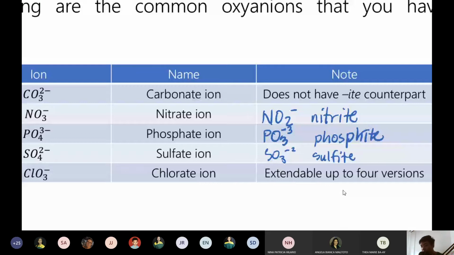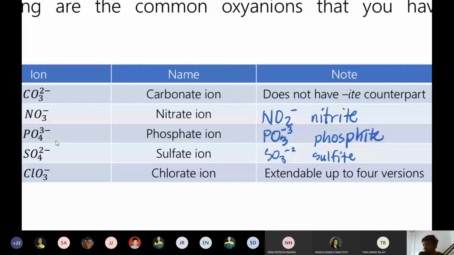So, ito na yung mga names ng ite counterpart nila. So, kabisaduhin na lang natin or take down notes na lang. Kasi wala na kayong gagawin. You just have to be familiar na lang. This is nitrate, this is nitrite. The difference is, this is one oxygen less than the common. This is phosphate, this is phosphite. This is sulfate, this is sulfite. Ano yung difference? Isang oxygen sila less than the common. So, ito yung mga common. So, listed na silang lahat.